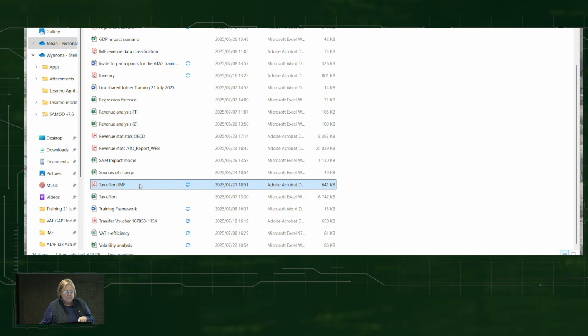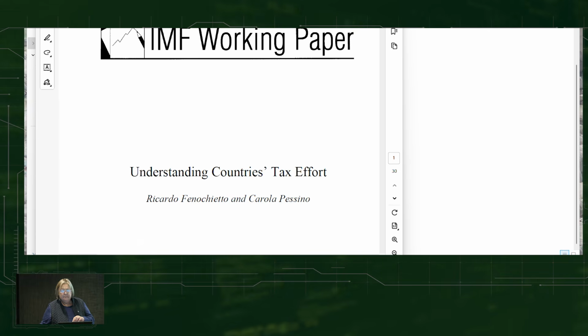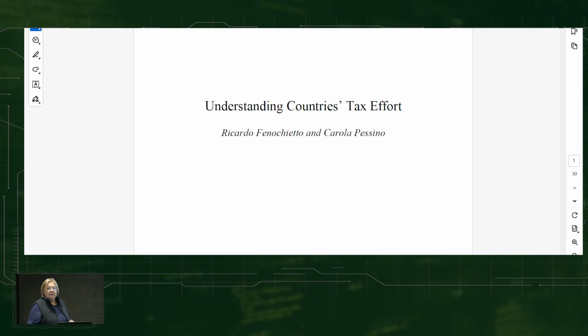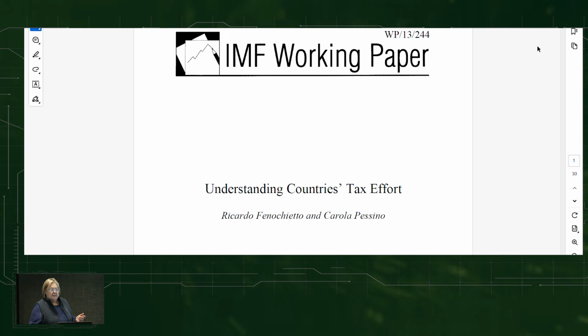I haven't shared this with you, but this is the documentation. So please see if you can Google this. If you can't, I'll ask Anna to share it with you. Unfortunately, I haven't loaded all your emails on my computer. But if you can Google this, I Googled it last night, so you should be able to access it and download it. It's an IMF working paper, Understanding Countries' Tax Effort.